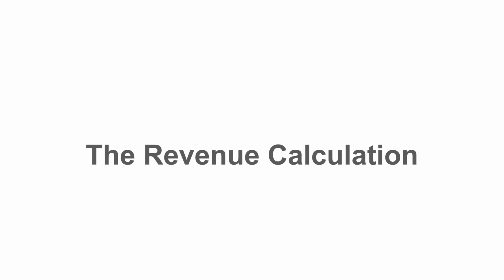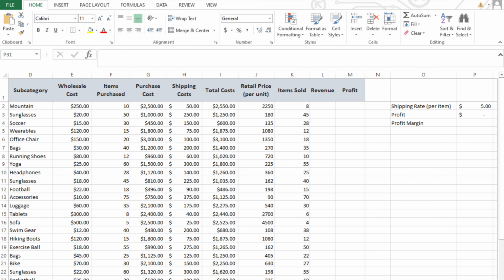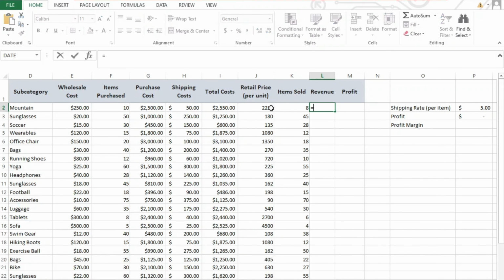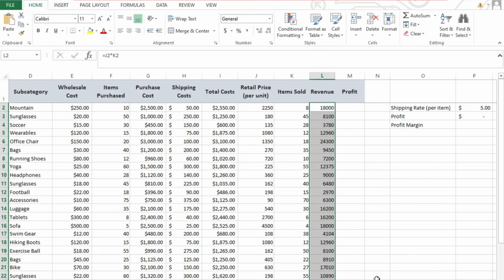Our journey now leads us to the revenue calculations, which represents the income generated from selling our product. Revenue is the product of the retail price in column J and the number of items sold in column K. We will multiply the number of items sold by the retail price per unit. The formula will be =K2*J2. This provides us with the total revenue earned from selling these products.